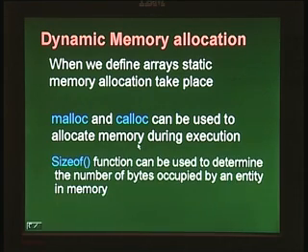And then we can use a sizeof function. So there are three important functions with dynamic memory allocation. One is malloc, and calloc, which is similar, in fact almost the same in most compilers. And then another called sizeof. Malloc and calloc allocate memory, and sizeof is a function we use to determine the number of bytes occupied by an entity which we have allocated memory to.